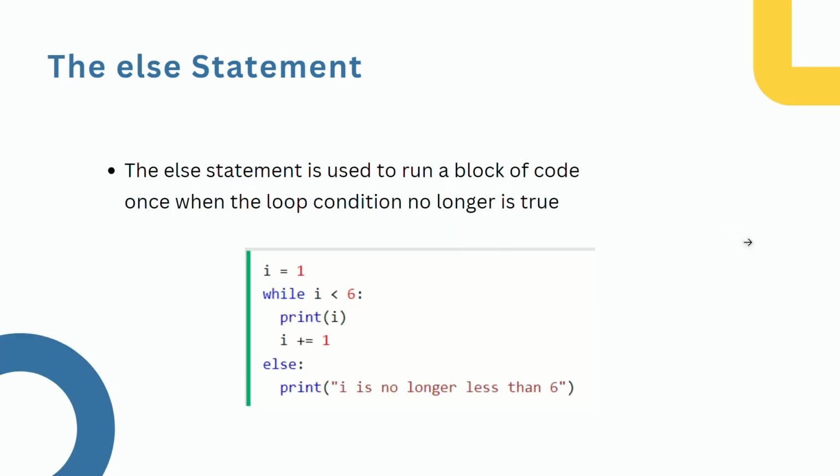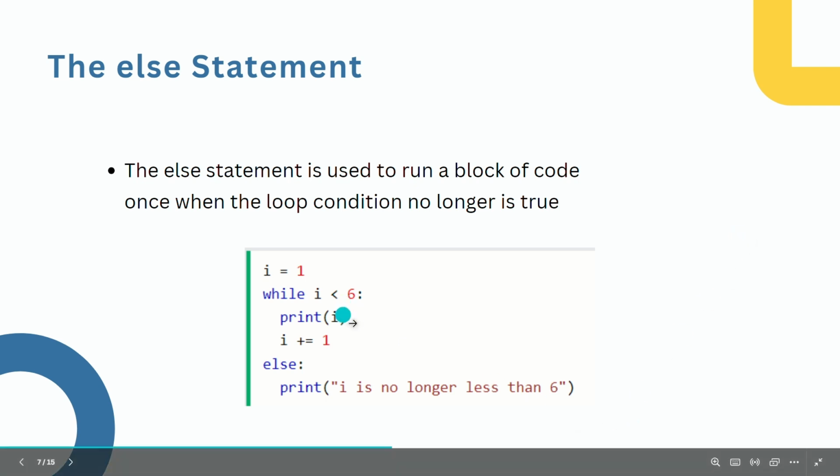Now the else statement. The else statement is used to run a set of statements or a set of code once when the loop condition is no longer true. So just like you have if and else, similarly, when you're using a while loop, you can also use an else to run a certain block of code after the while loop is completed.